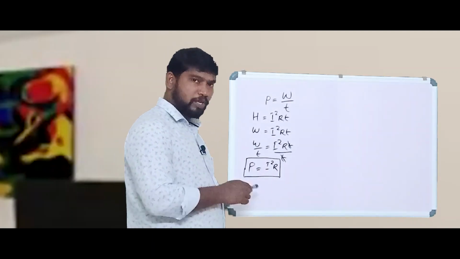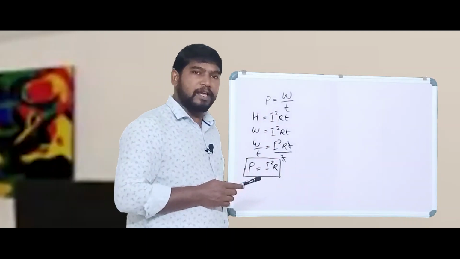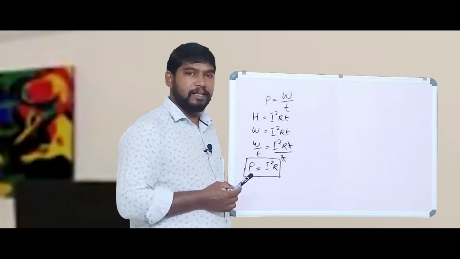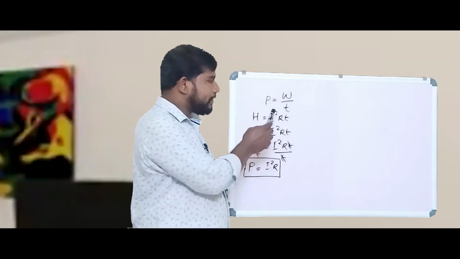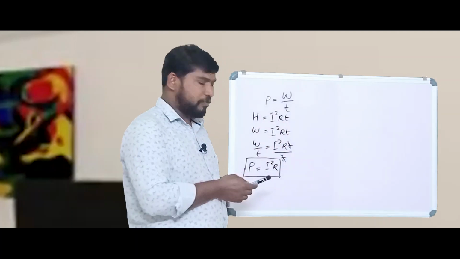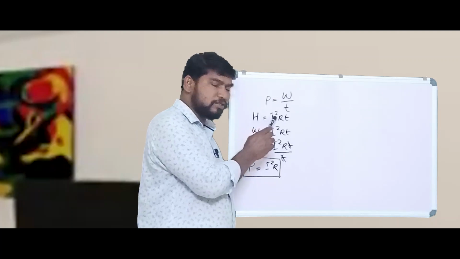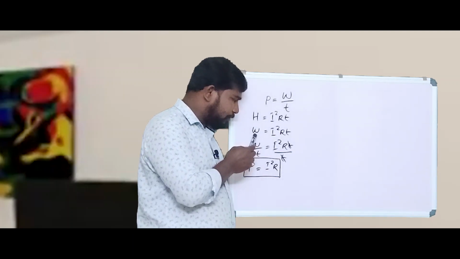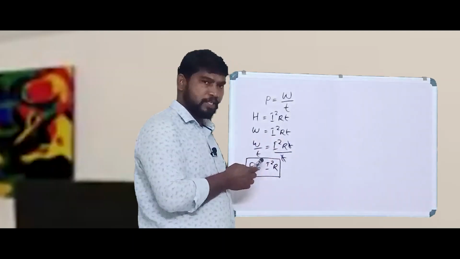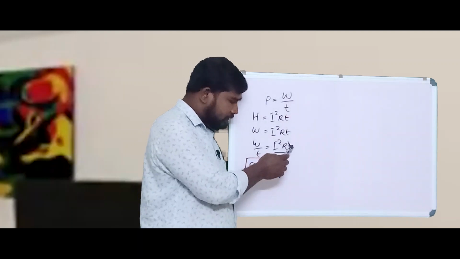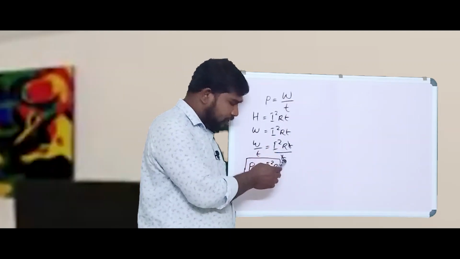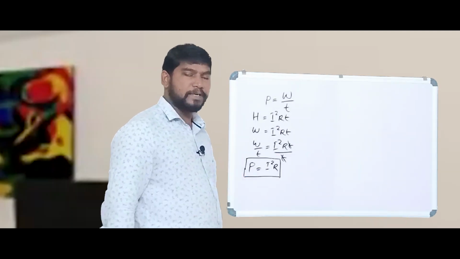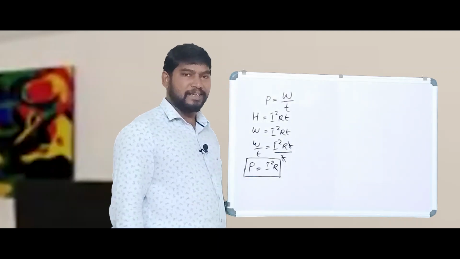Once again, just rewind it. The power of an electric equipment is the energy consumed by an electrical equipment in unit time. That is P is equal to W divided by T. From Joule's law, we know that H is equal to I square RT. Then H, the heat produced, is equal to the work done, W. So W is equal to I square RT. W by T is equal to I square RT divided by T. We cancel the T and T here. Then P is equal to I square R. This is the first expression for power of an electric equipment.